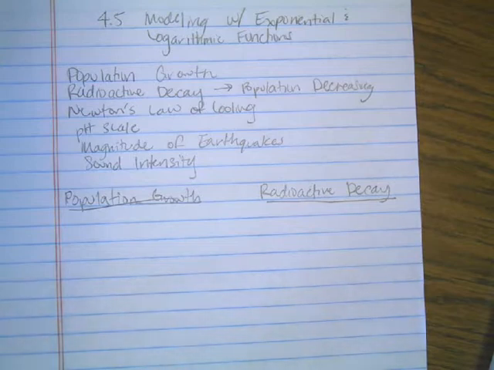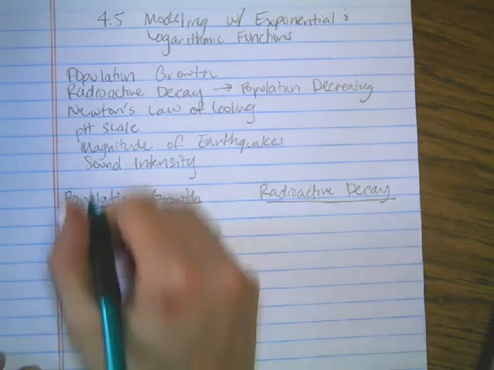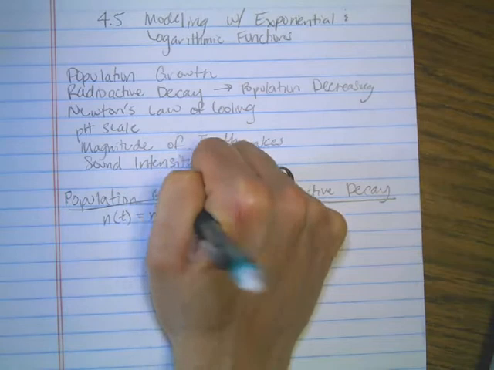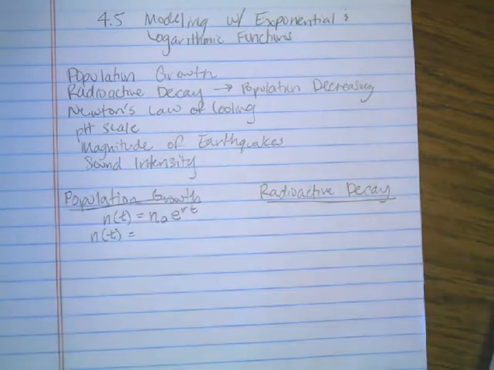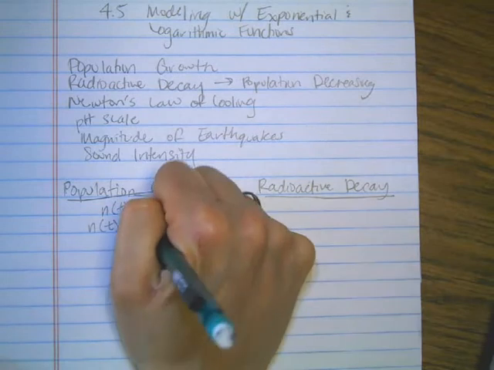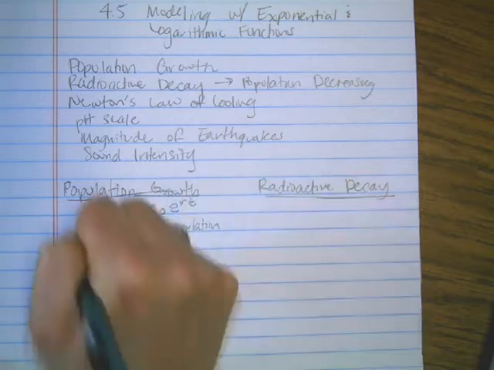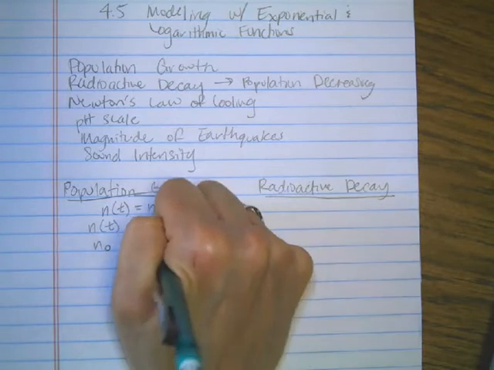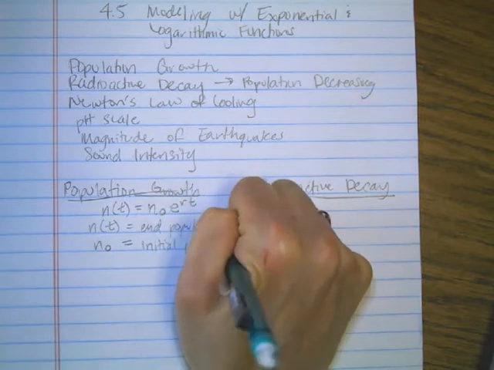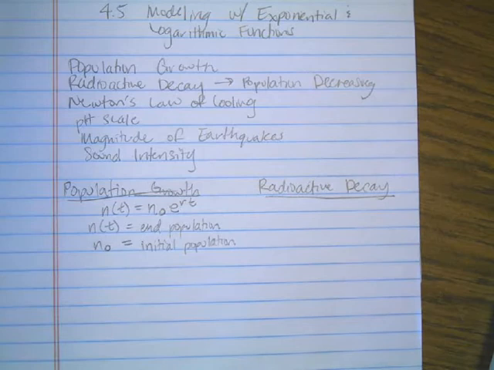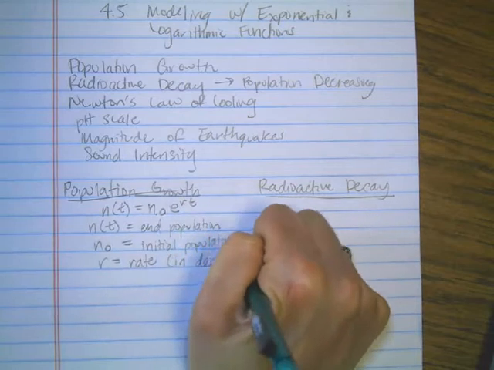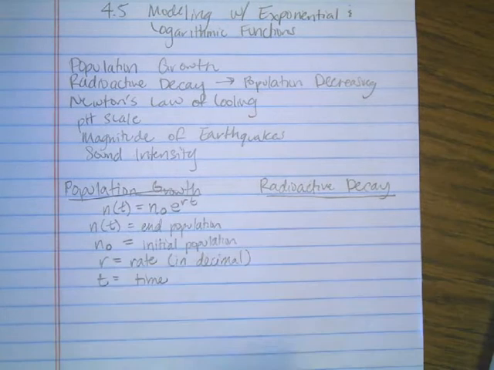you can think of as N of t equals N sub 0 e to the rt. N of t is the end population. N sub 0, anything sub 0 is like initial, so initial population. e is a number that we already know. r is rate, and you want that in a decimal. t is time, and they usually tell you what it's going to be, like in hours or years or days.